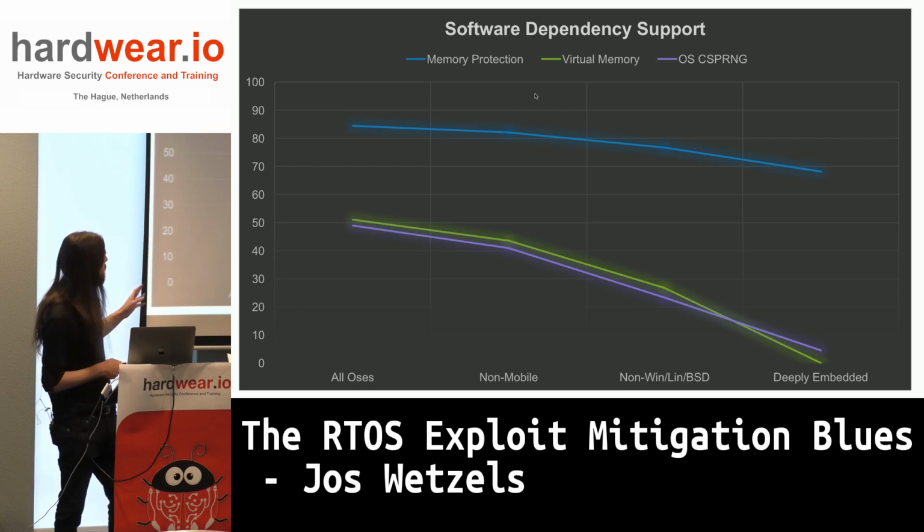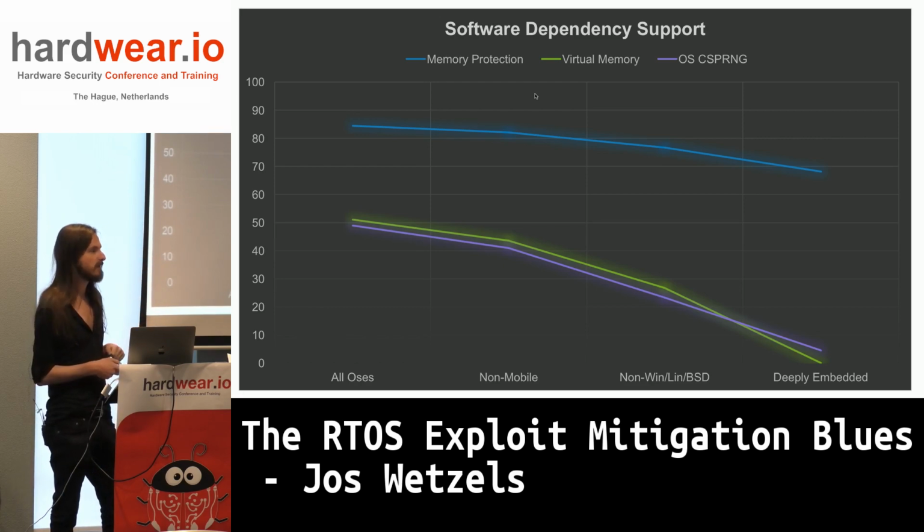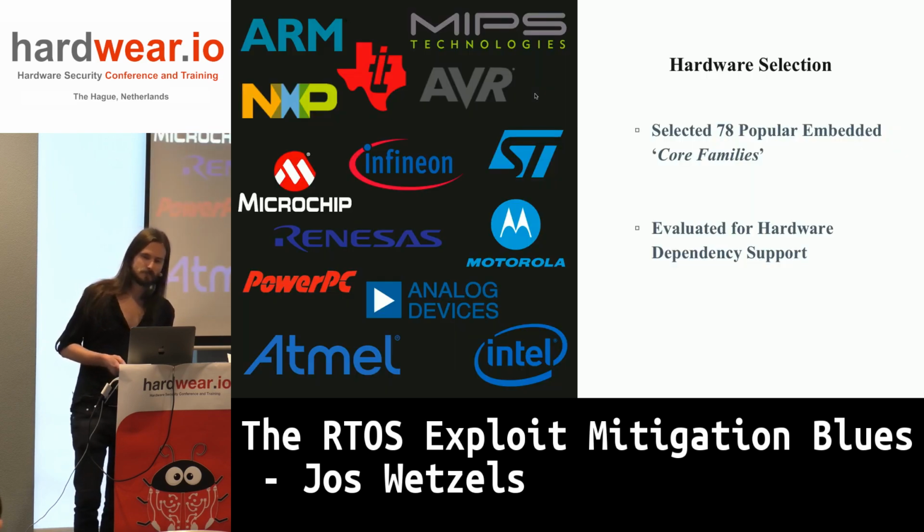So I also mapped out the software dependency support among these operating systems, and you can see that while memory protection support is generally relatively well supported, this is not so much the case for virtual memory and operating system secure random number generators, and it shows the same downward trend with the deeply embedded spectrum, trailing behind all the way at the end.